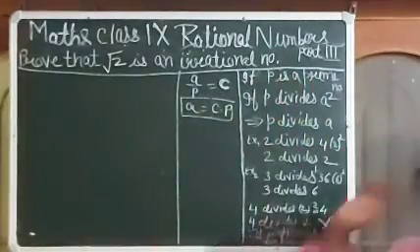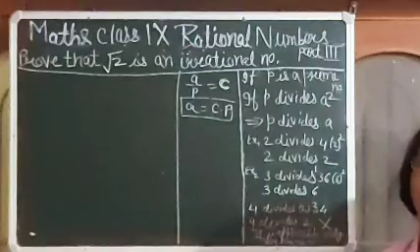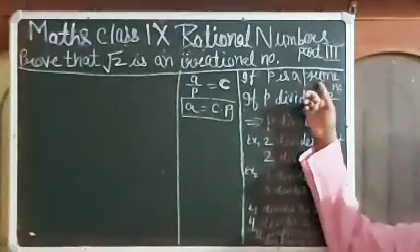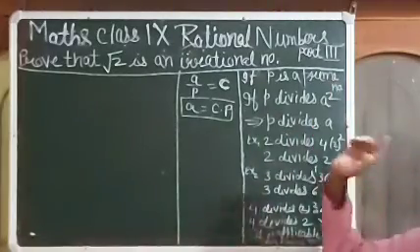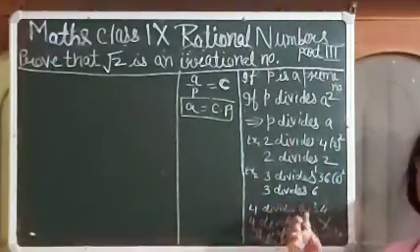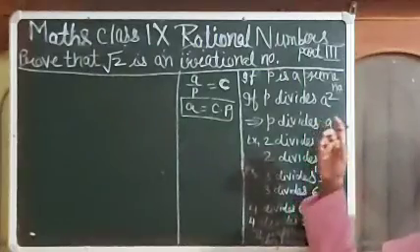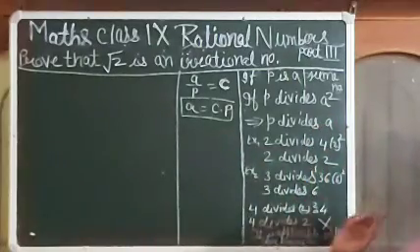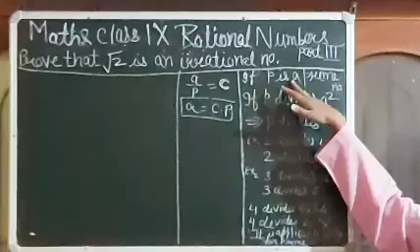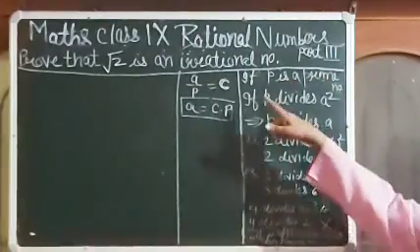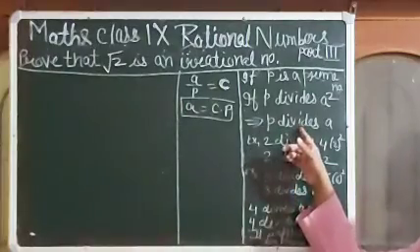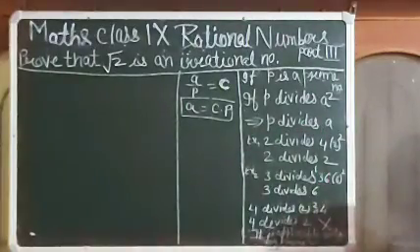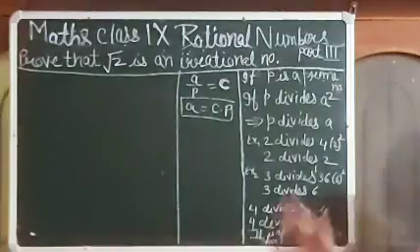If p is a prime number. Student, do you know what a prime number is? A prime number is a number which is divisible only by itself and one. Such a number is called a prime number. 2, 3, 5, 7, etc. are prime numbers. So see here, if p is a prime number and p divides the square of any number, then p also divides that number, its root.